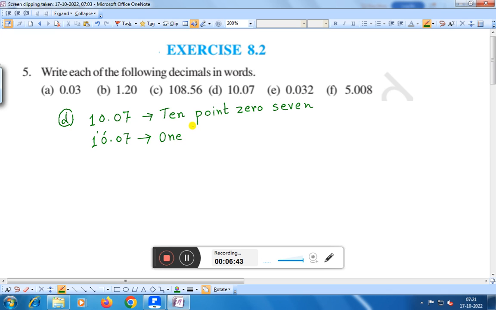1 tens, 0 ones, 0 tenth, 7 hundredth. Right? Now we solve question number E.